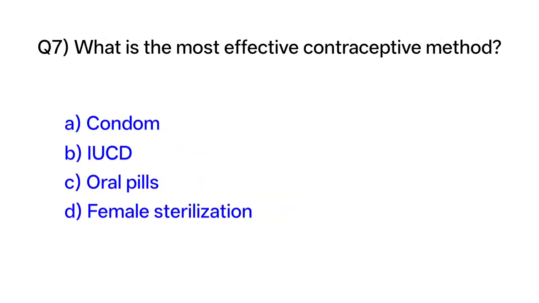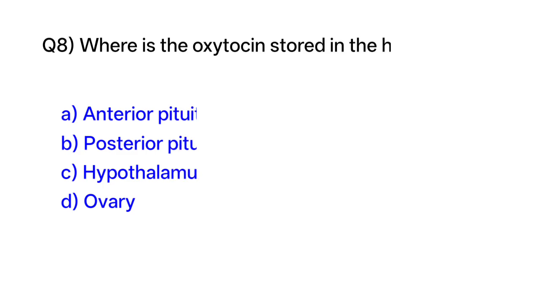Question number 7. What is the most effective contraceptive method? The correct option is D. Female sterilization. Question number 8. Where is the oxytocin stored in the human body? The correct option is B. Posterior pituitary.